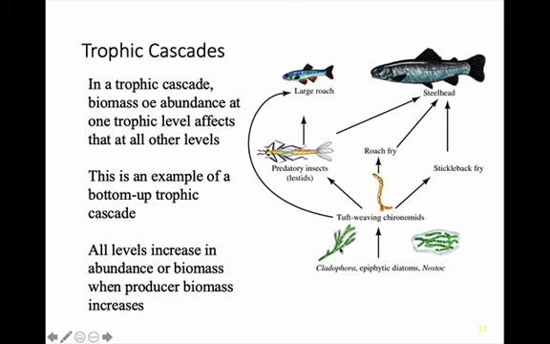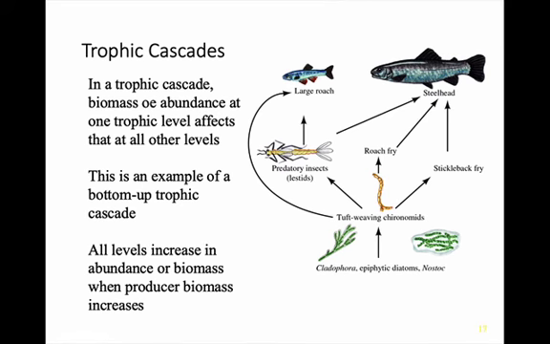If you increase the productivity of the plants at the bottom, you increase the amount of these little insects that are the food supply for a number of other insects, and they increase in turn, and they increase the amount of these larger fish. So this is what we call a bottom-up trophic cascade. The availability of the plants at the bottom automatically increases the biomass of these other levels. Well, that's interesting.